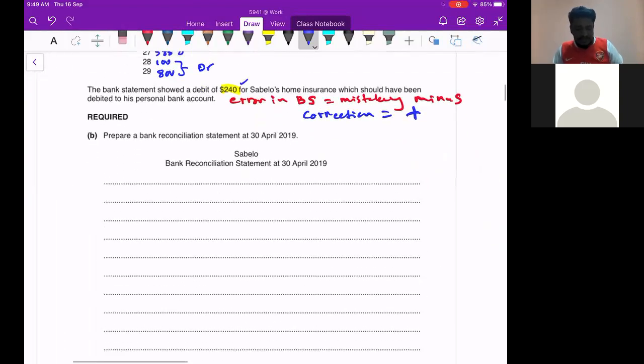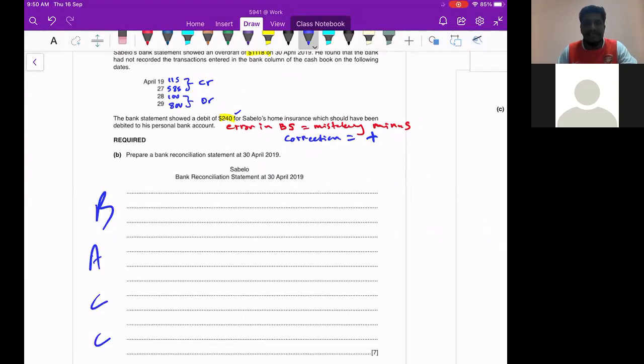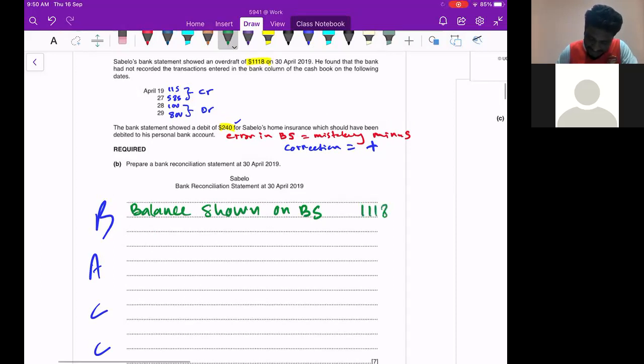So my bank reconciliation is BACC. BACC starts with B, which stands for balance shown on bank statement. In the exam, no short form, write the full bank statement. How much? 1118. Is it correct? No, they say overdraft. If overdraft, must put a bracket.